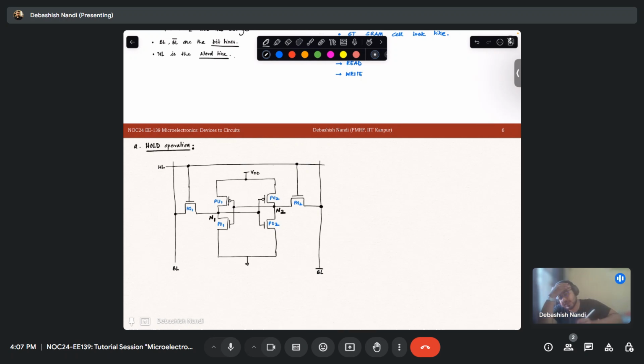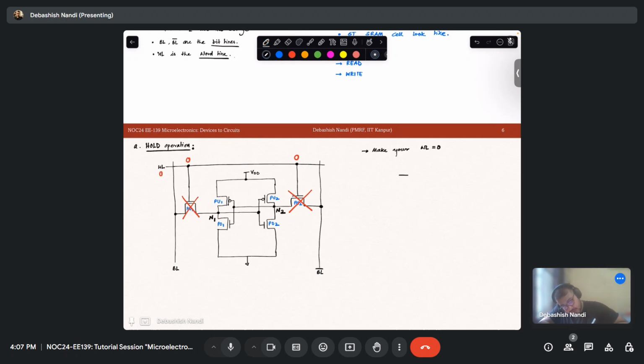For hold operation, make your word line 0. That means make it 0. So this will be 0, this will be 0. So this transistor will be off, this transistor will be off. Fine. So now what do we have?